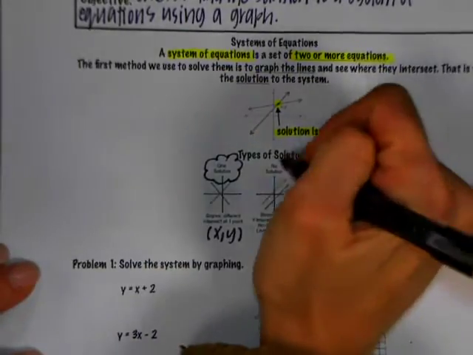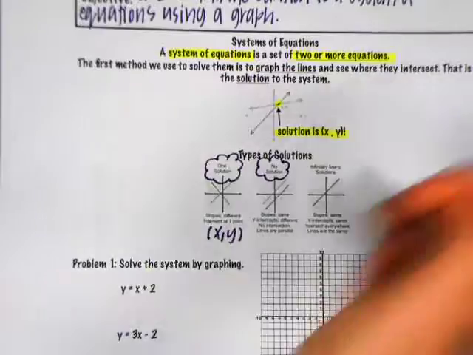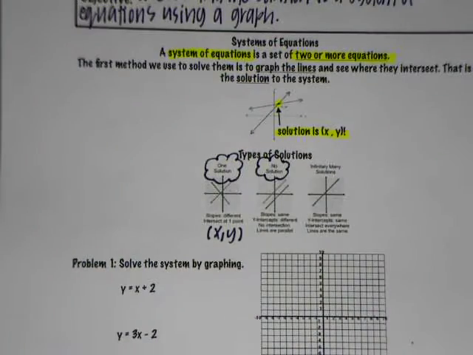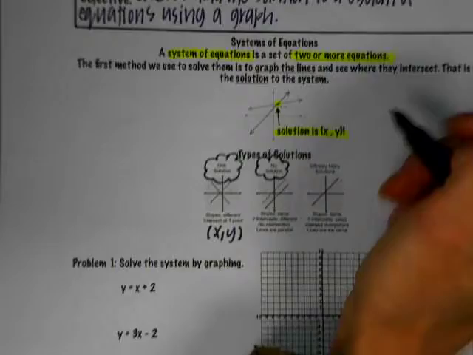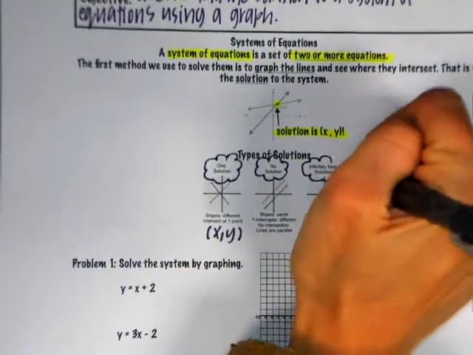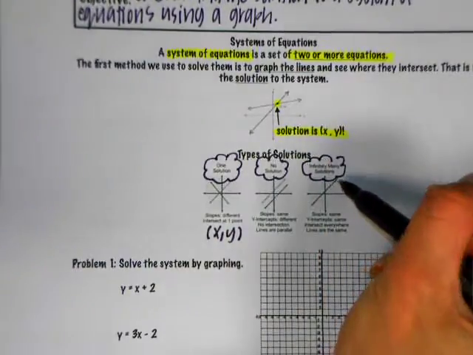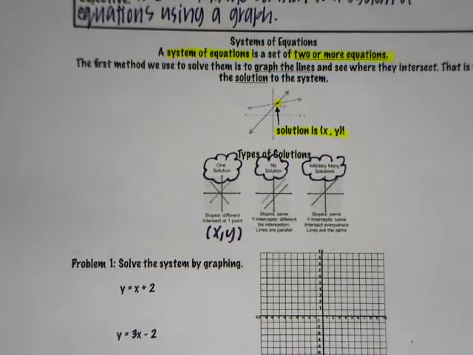If you end up with parallel lines, that's going to be no solution, because you have to think logically. If my solution is where the lines cross and the lines are never crossing, then I'm not going to have a solution, right? Yes? Okay. The last kind is infinitely many solutions, and that happens when you graph your two lines and they end up being the exact same line right on top of the other one, okay?